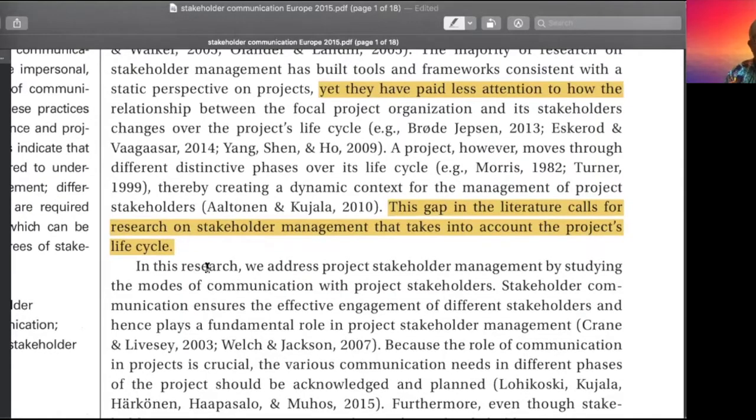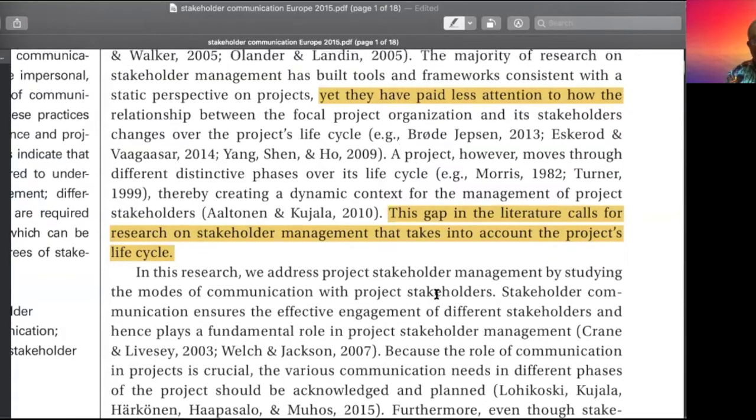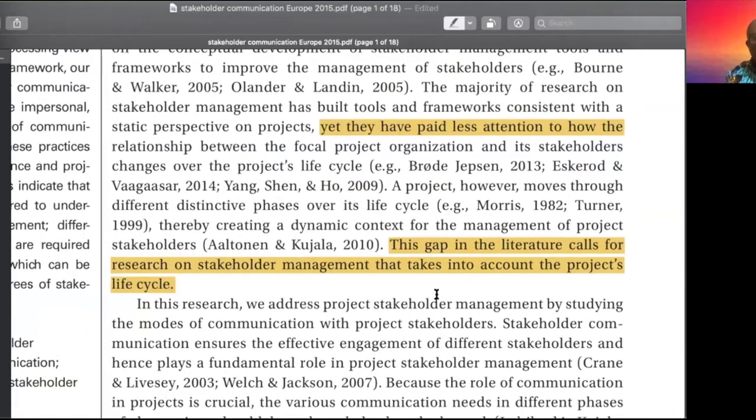And look at what he says. He said, in this research, we address project stakeholder management by studying the modes of communication with project stakeholders. Now, furthermore, he had actually emphasized there's a need for us to do research on stakeholder management. That is why he's doing the research. So the purpose of the research here is actually dependent on the gaps he found in the previous paragraph.